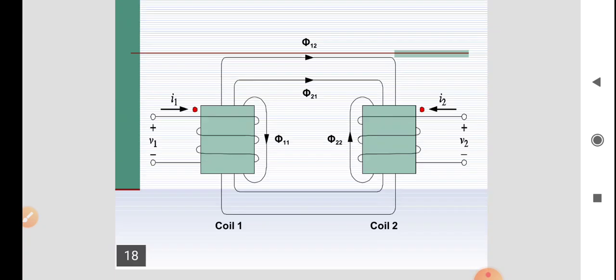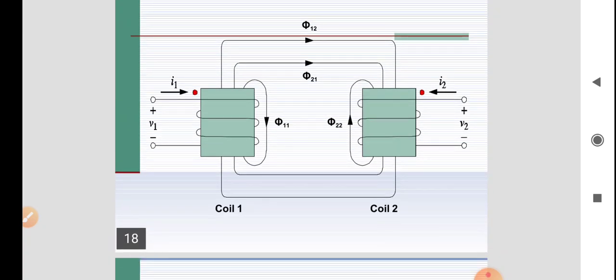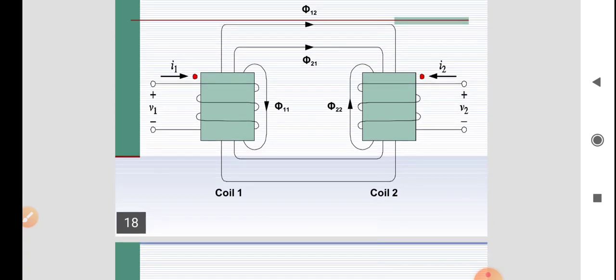Here we are taking two coils. The current flowing through coil 1 is I1 and the current flowing through coil 2 is I2. Due to only I1, it will induce the flux phi 11 as well as phi 12. Similarly, due to only I2, it will induce phi 22 as well as phi 21. But in which direction the mutually induced voltage winding is present can be found out by using this dot convention.